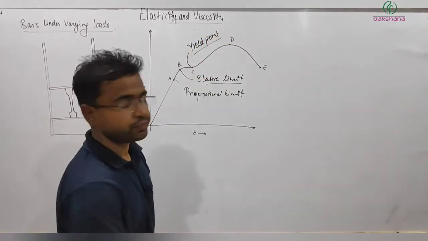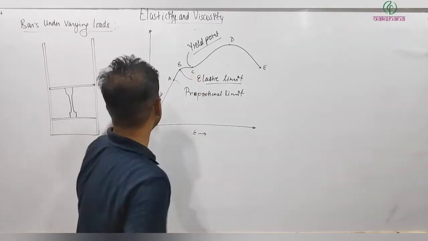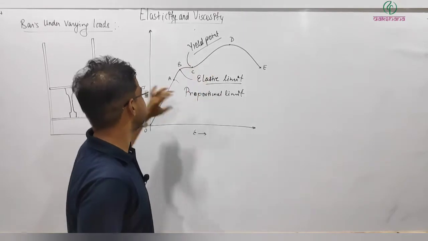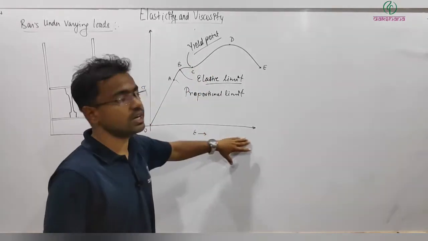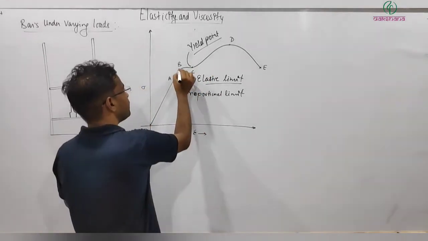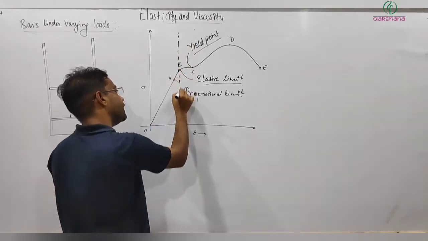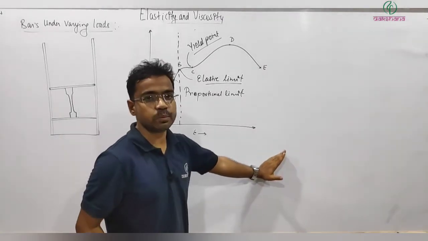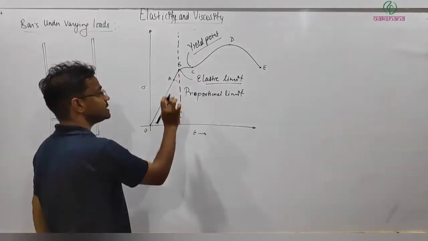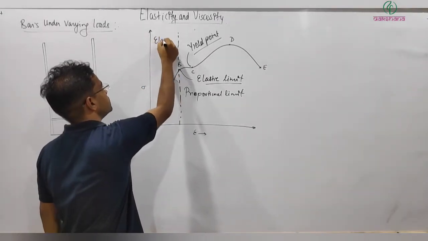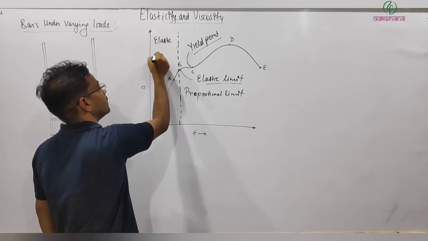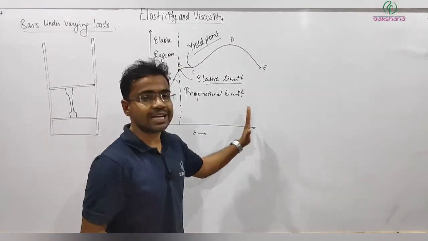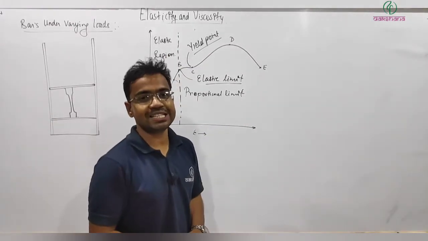Yield point. If you increase the stress further from here, strain also increases, but in this situation you can see the increase in stress is less, strain is more. So overall from point B, the stress required is less, strain is more, and up to here it's showing elastic behavior. So this is called the elastic region, and beyond this it's like flowing, more expansion is taking place.